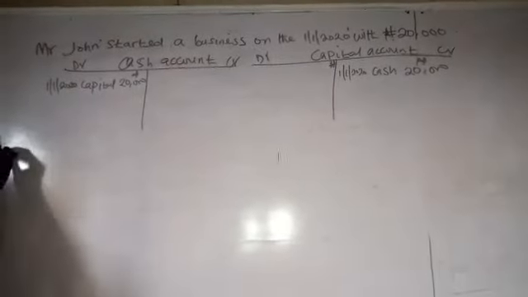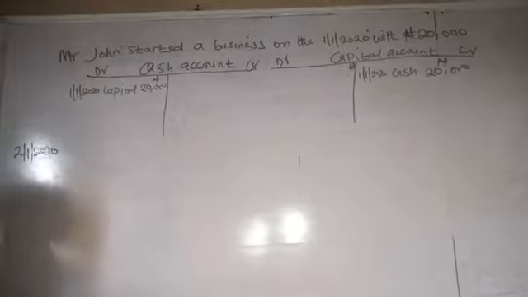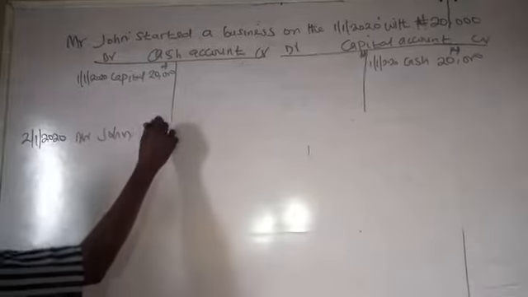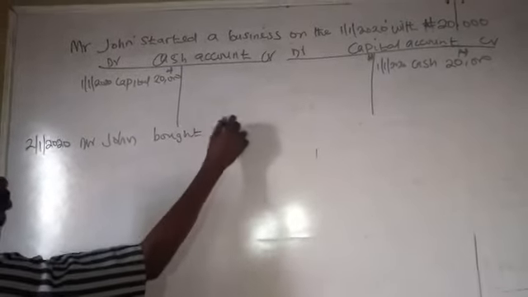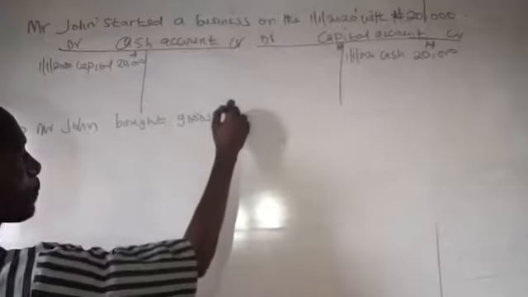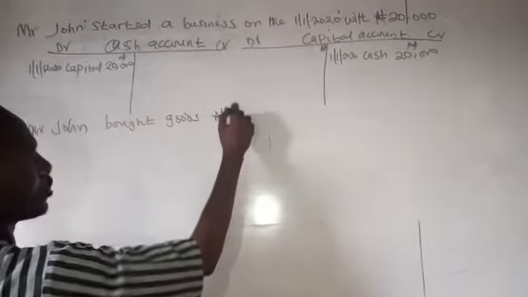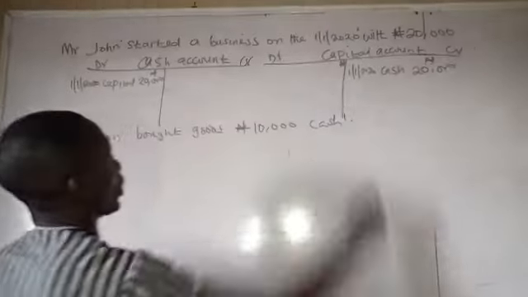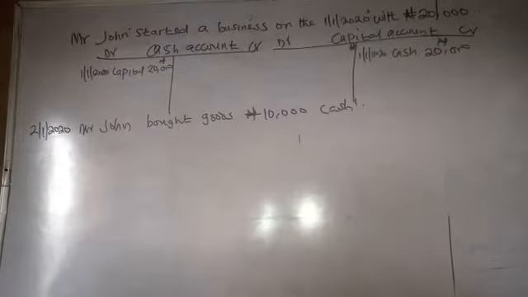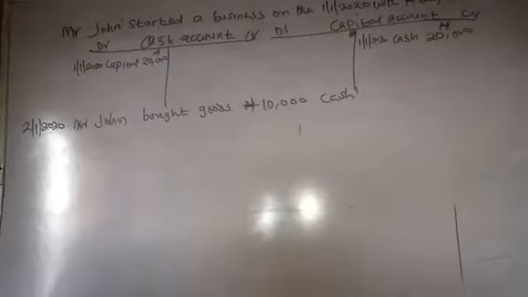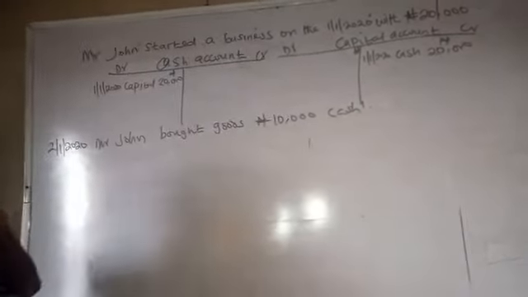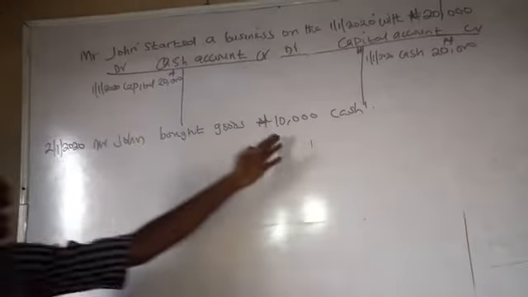Let's take another transaction. On the 2nd of January 2020, Mr. John bought goods for 10,000 naira cash. If you look at the second transaction very well, you will discover that you equally have cash. Mr. John now took part of the 20,000 naira he started business with and took it to the market to buy goods worth 10,000 naira for cash.